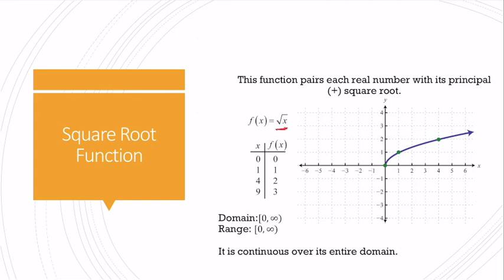This function pairs each real number with its principal or positive square root. So the square root of 0 is 0. The square root of 1 is 1. The square root of 4 is 2. And the square root of 9 is 3.